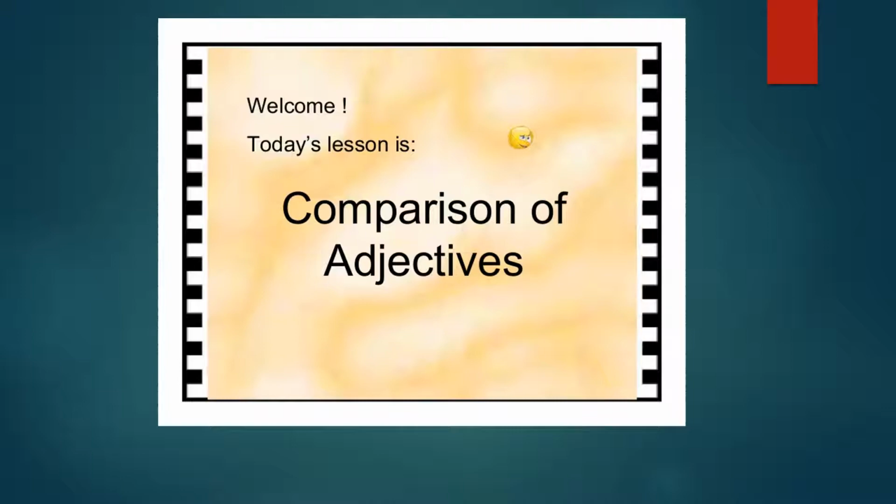Now take some examples. First example: Ravi is a tall boy. Second example: Mohan is taller than Ravi. Third example: Amit is the tallest boy of the three.